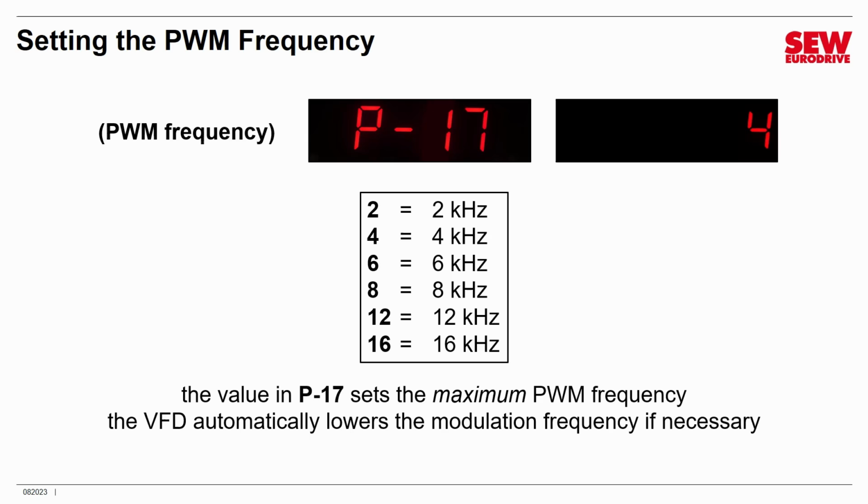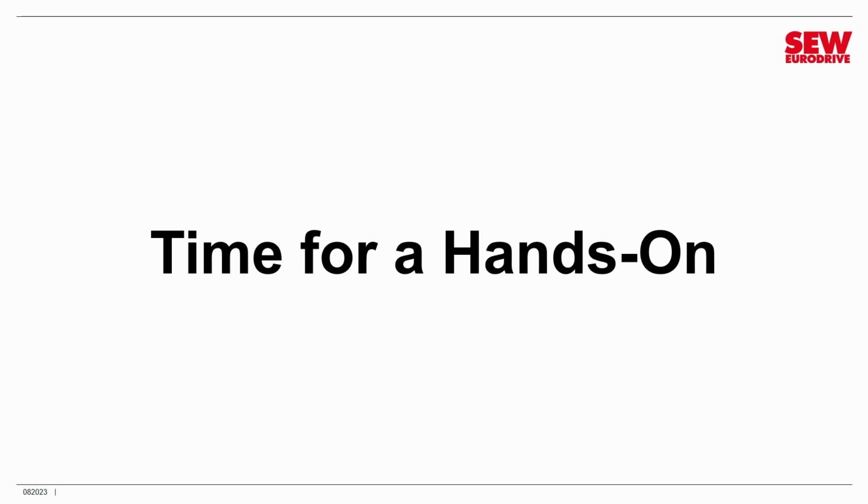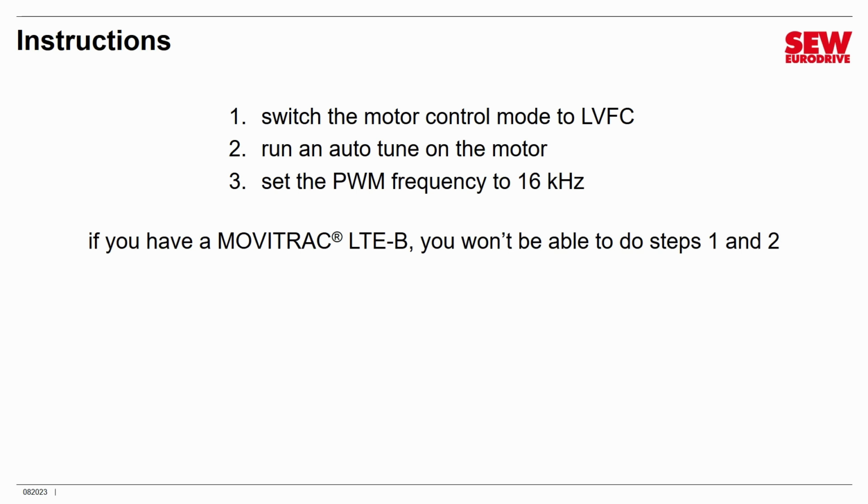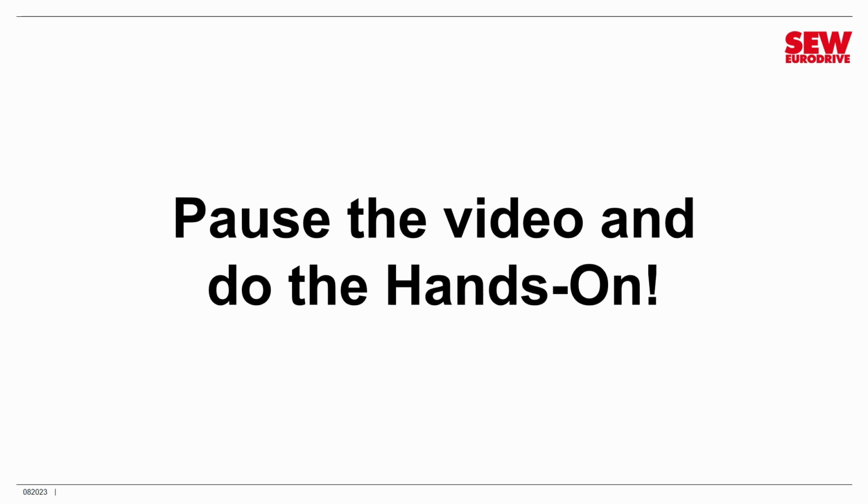All right, so I think it's time to put all this into practice. Let's have another hands-on. Here's what I'm going to ask you to do. It's got really simple instructions. You've already done a quick startup, so your VFD is already ready to run. You just have to make a few changes to do these things. I'd like you to switch to LVFC mode, do the auto-tuning, and then change the pulse width modulation frequency to 16 kilohertz because it will have defaulted to 4, so up it to that highest frequency to make it inaudible. So go ahead now, pause the video, and do the hands-on.